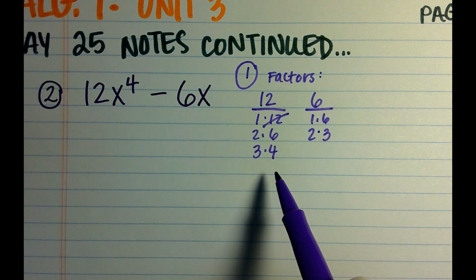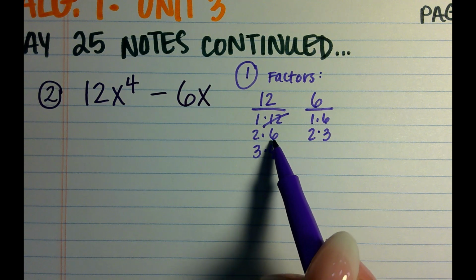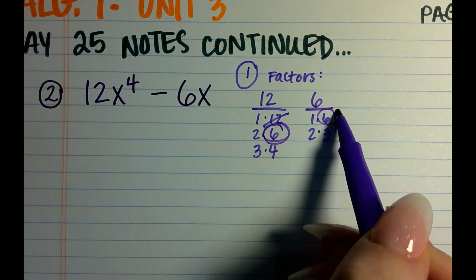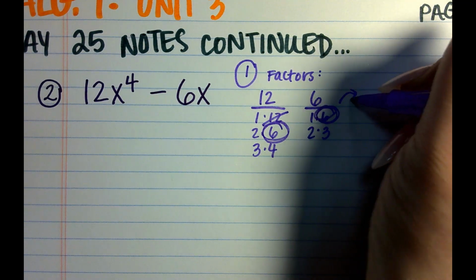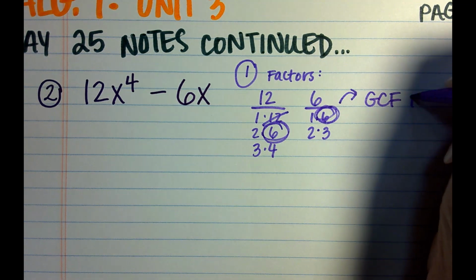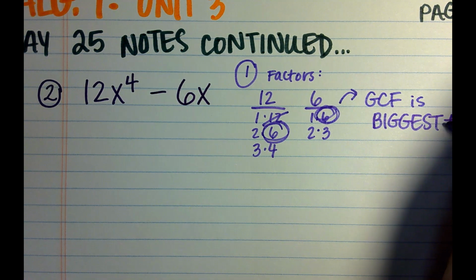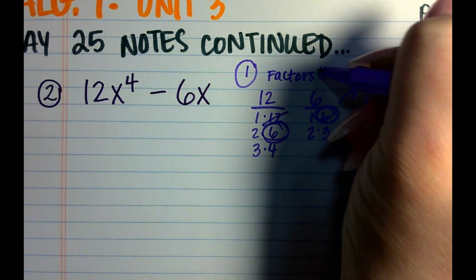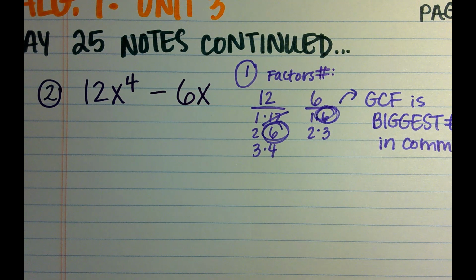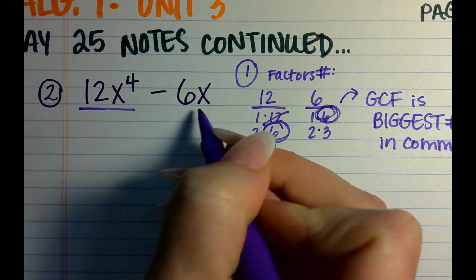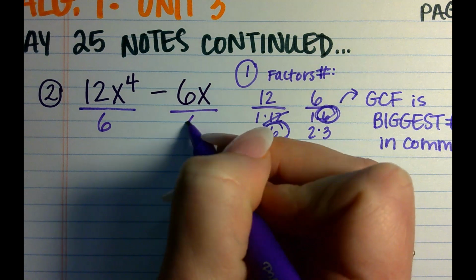Now I'm going to look at the next biggest number. Under 12 I have 6. Do I have a 6 under 6 as well? Yeah, I do. You want to pick the biggest number. So GCF is the biggest number in common. We're finding the number factors first, and our greatest common factor is 6. So we'll go ahead and write 6 under both of our terms.